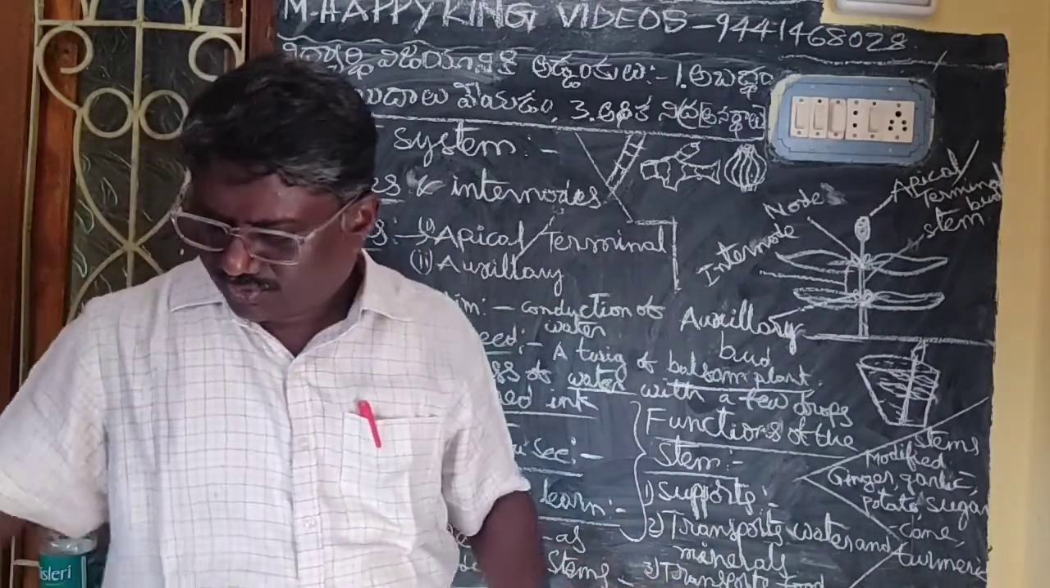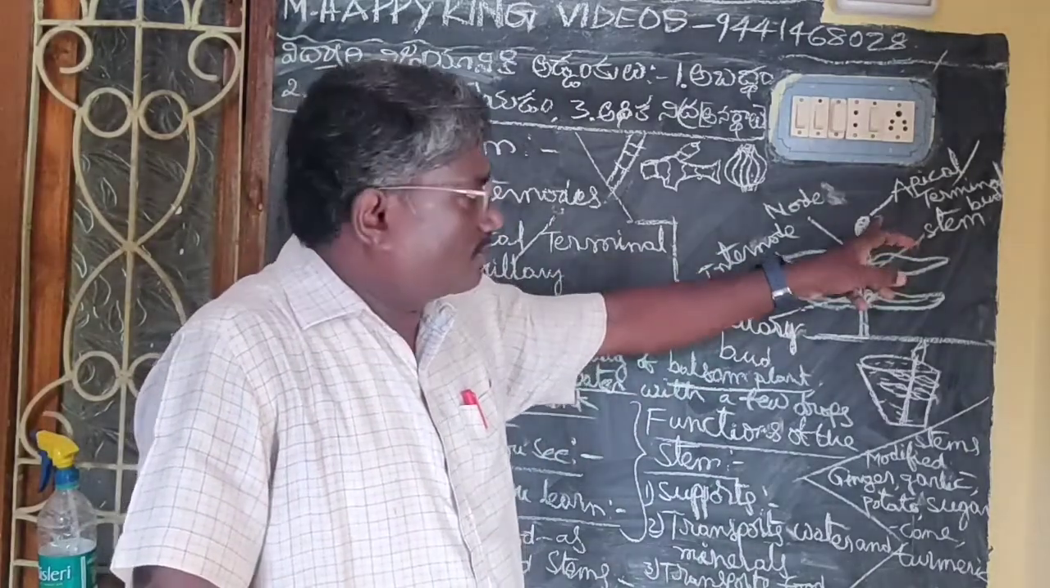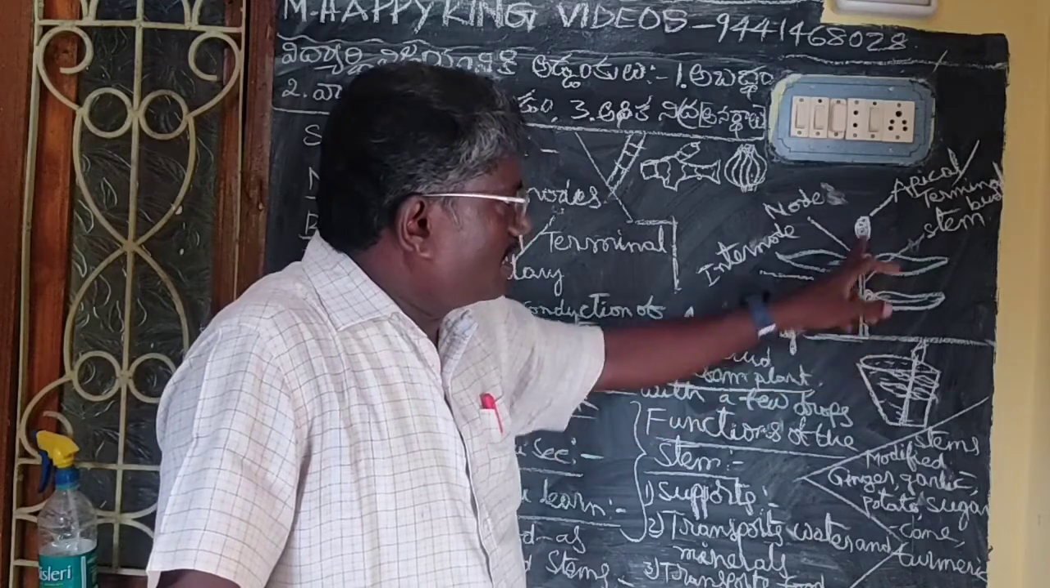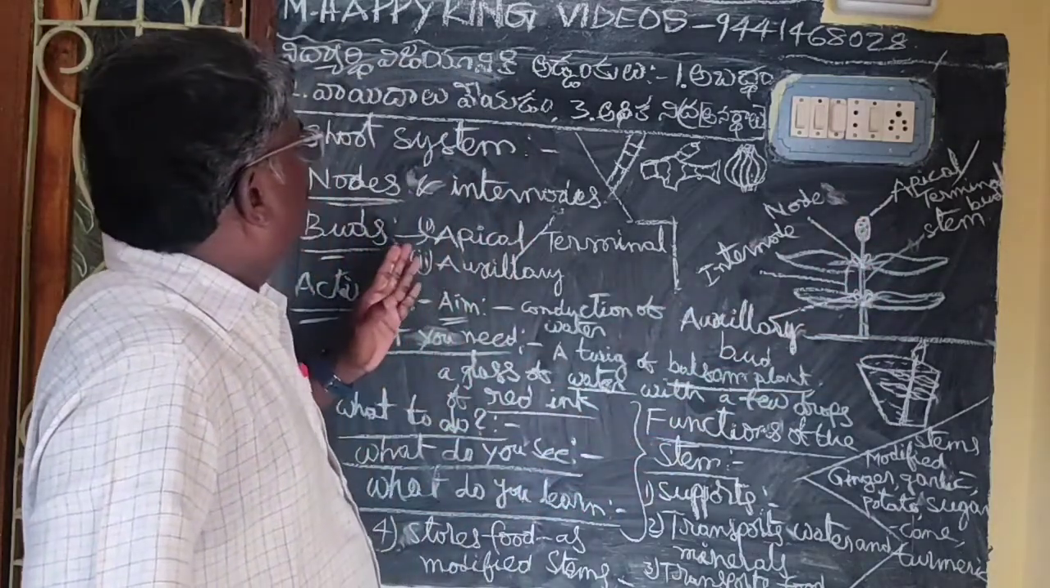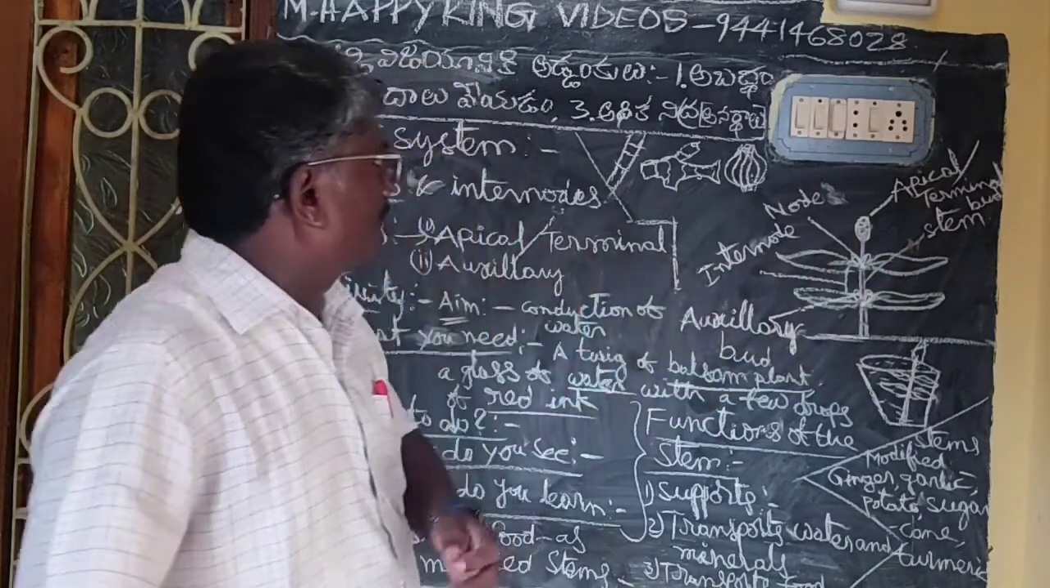Buds are of two types: apical or terminal, అగ్రకోరకం, పార్శ్వకోరకం. Axillary buds and apical bud. సో ఇక్కడ కోరకాలు రెండు రకాలు, అగ్రకోరకము, పార్శ్వకోరకము.